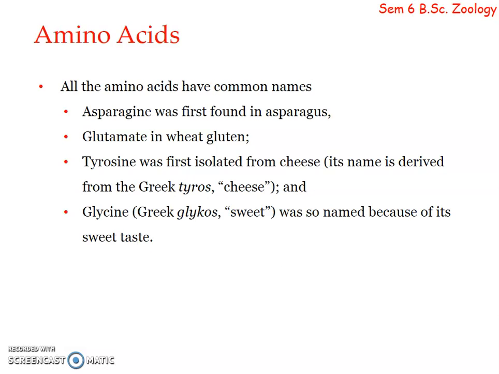Okay, all the amino acids have common names like asparagine, which has actually taken its origin from asparagus, because the discovery was made from extraction from asparagus. Glutamate from gluten, wheat gluten. Tyrosine from tyros, which refers to cheese in Greek, and it was first isolated from cheese. That is why the name tyrosine. Glycine, because it is sweet, and the name came glycine.